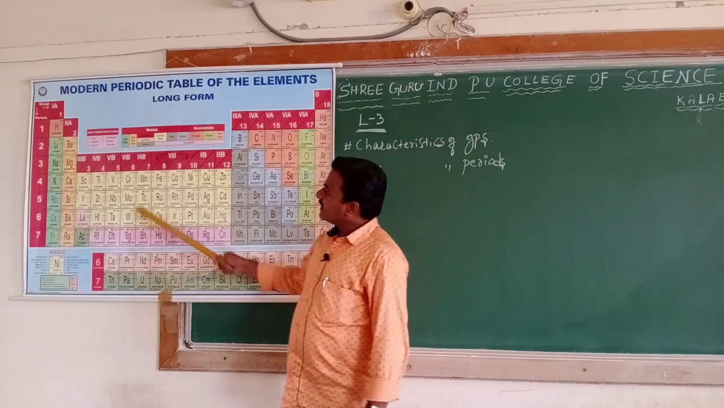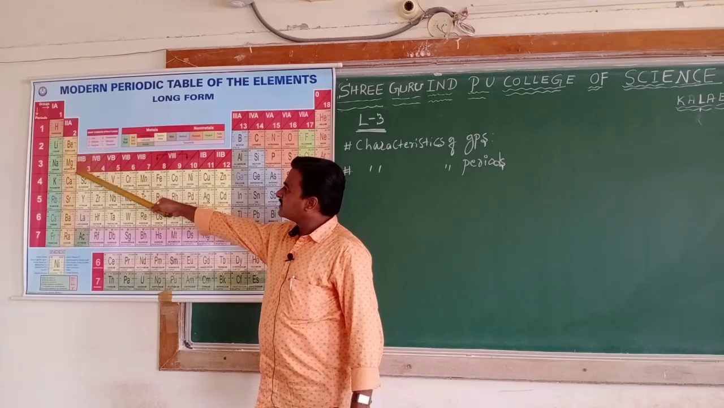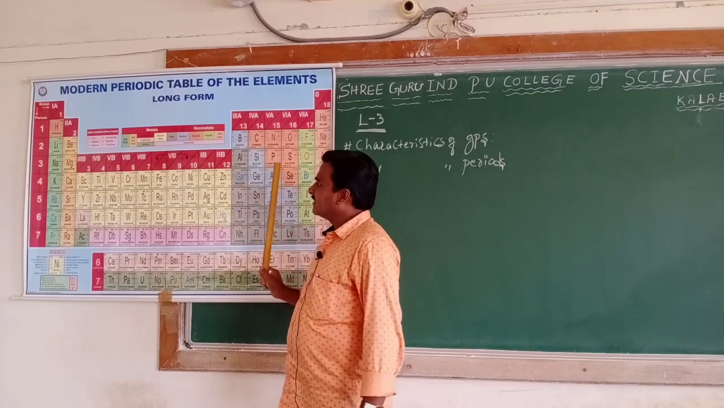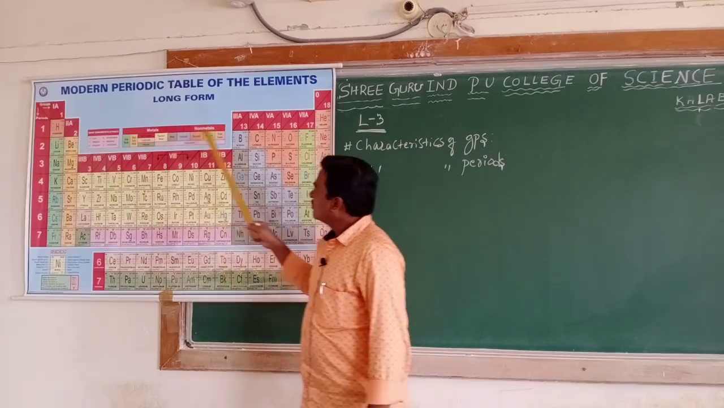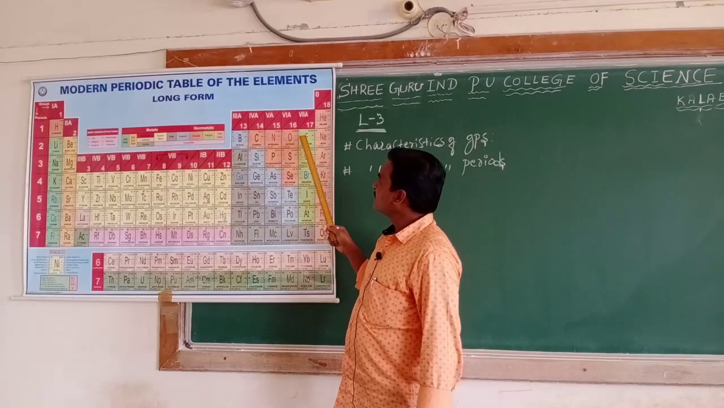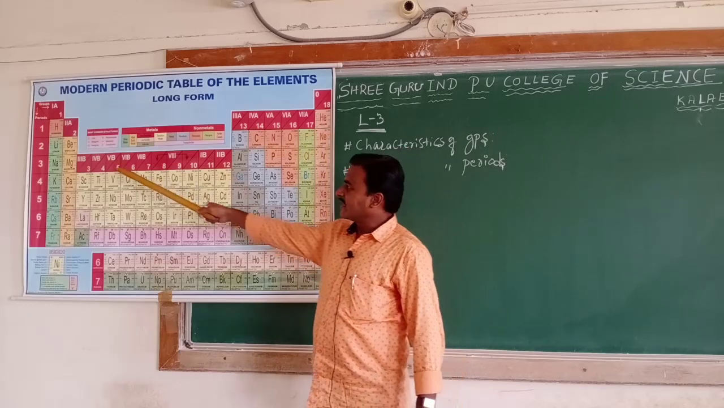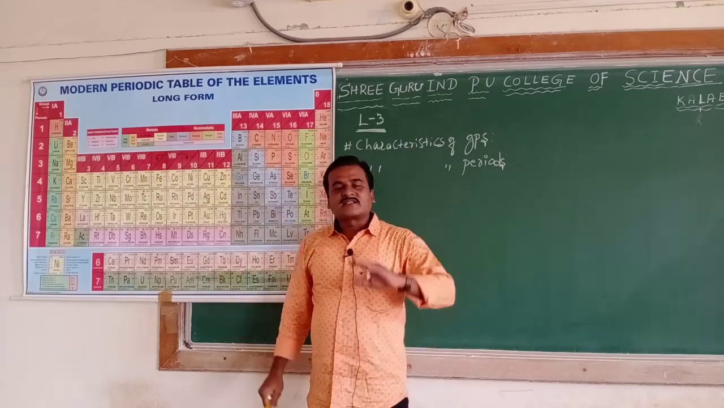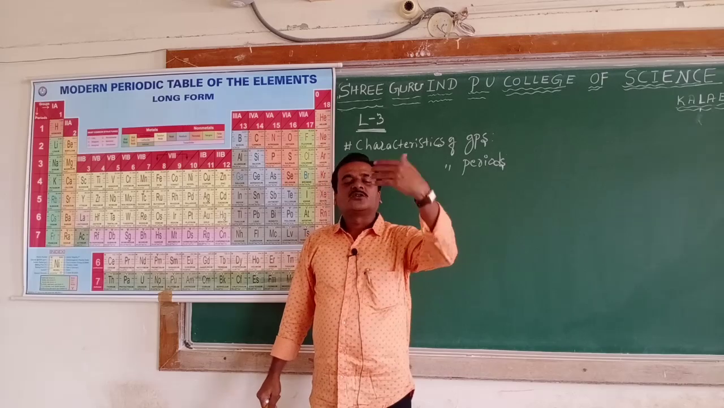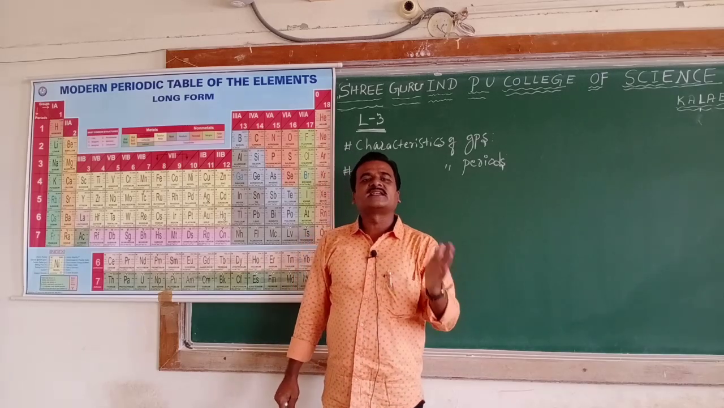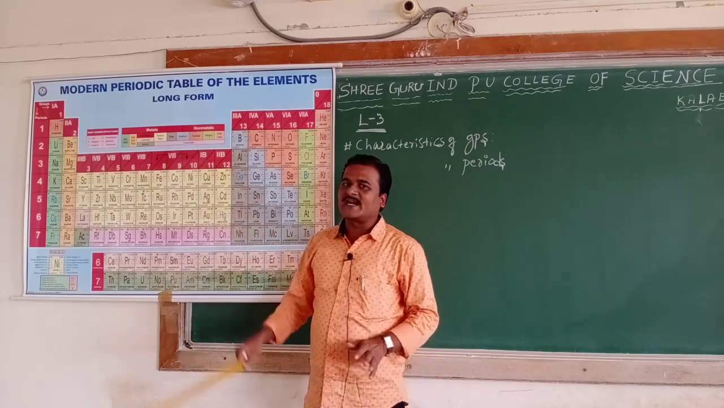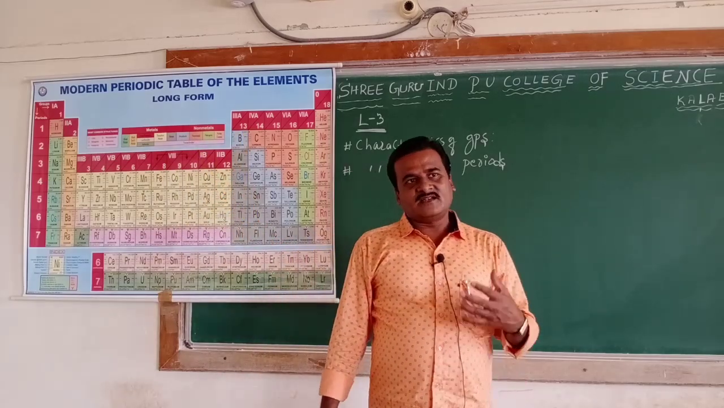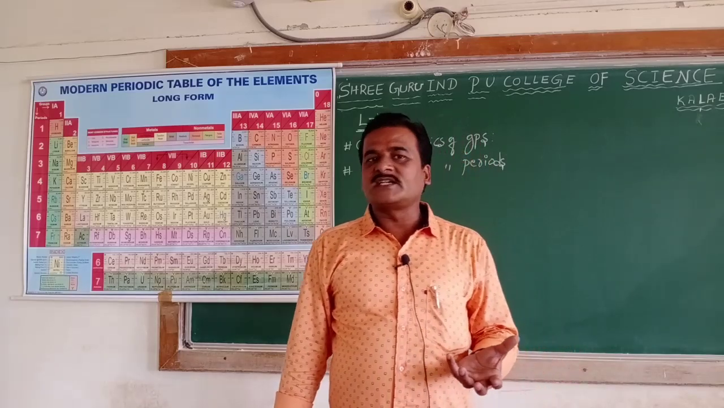Second, in all the elements in a period, suppose you take the second period: lithium, beryllium, boron, carbon, nitrogen, oxygen, fluorine and neon, the electrons are going to add up and fill the same main shell. That is the character number 2 regarding the period. Then character number 3, what does it say?